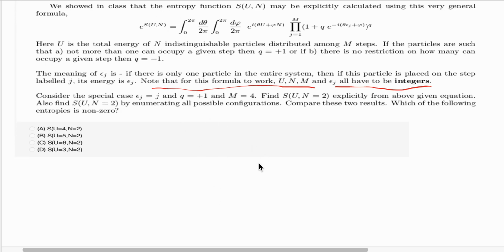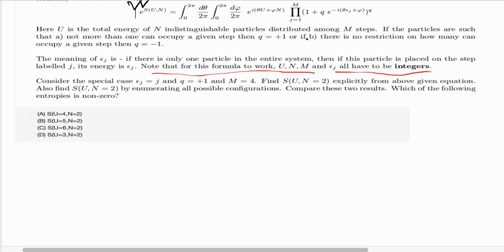What is our problem? There are four staircases and two particles are sitting there. Now it has been asked in this question, what is the entropy which is non-zero, and we have to calculate both from these equations and by counting from there. Okay, let us calculate first this.